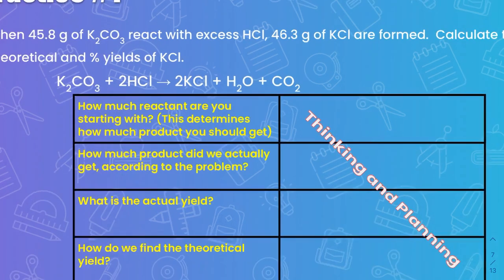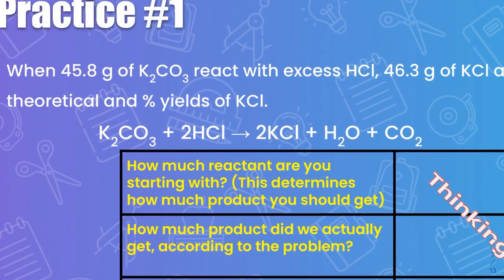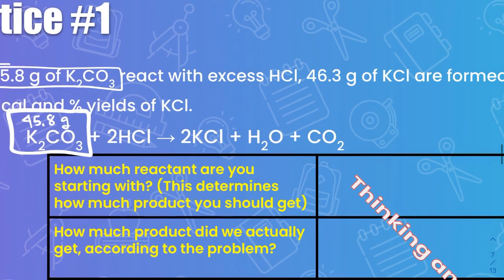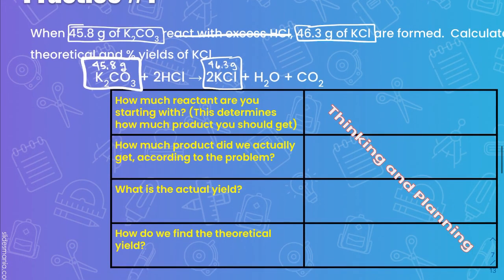All right, so what I like to do here is zoom in and think about my balanced chemical equation and the numbers given in the problem. This says 45.8 grams of K2CO3 reacted. So I'm going to write that in here. 45.8 grams of this K2CO3 actually reacted. When it says react with excess, you can ignore that for now. 46.3 grams of KCl are formed. And it says calculate the theoretical and percent yields of KCl.